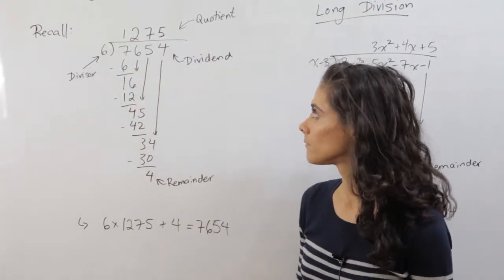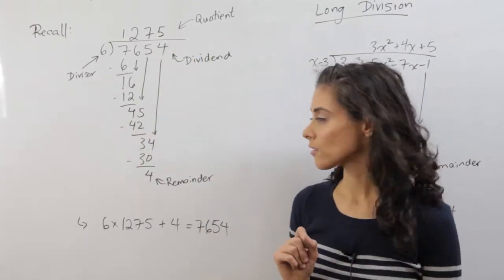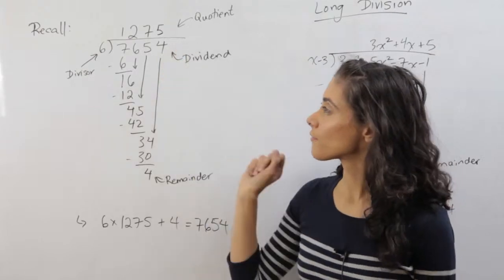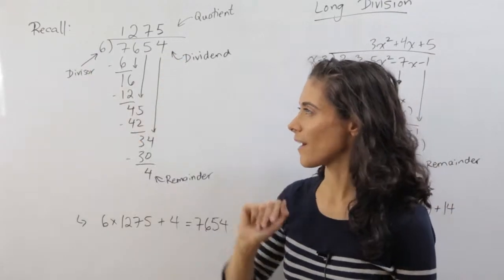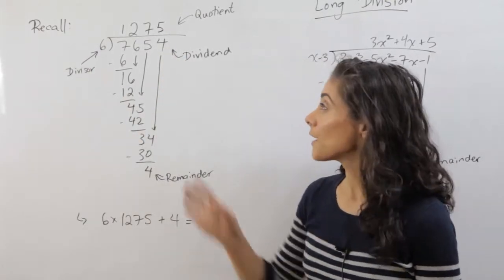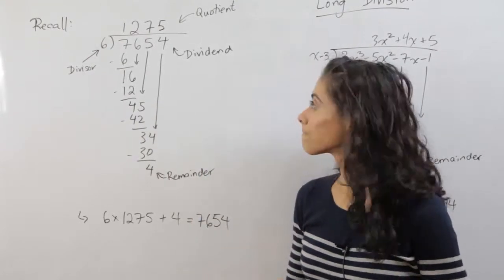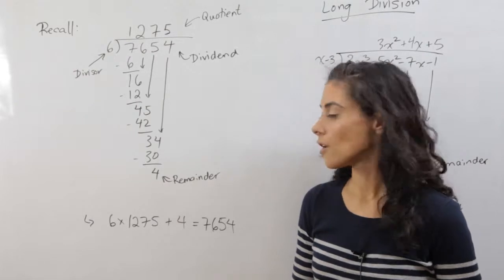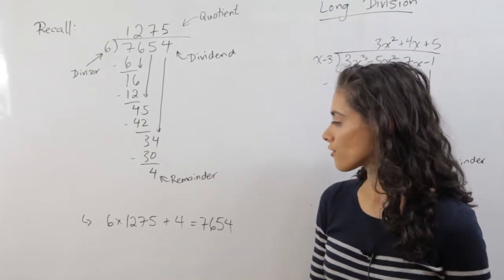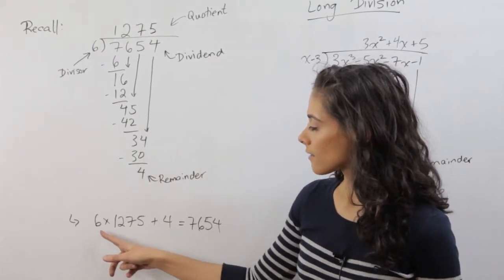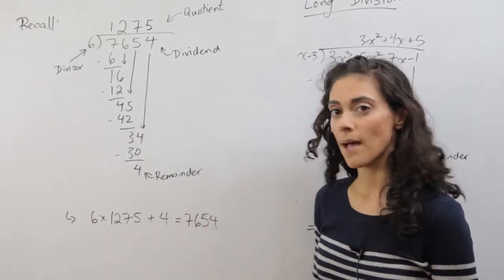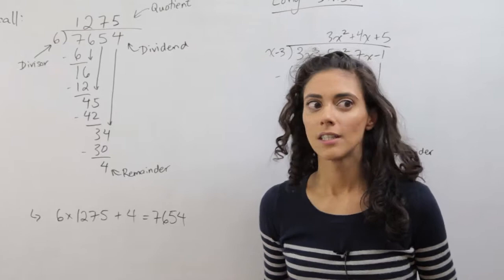Continuing in this way, we find our answer, the quotient, and we also end up with a remainder. So remember, the thing that you're dividing by is called the divisor. The thing being divided is the dividend. The answer is the quotient, and any leftover amount is the remainder. So if we want to get back to the original, we would do 6 times our answer plus the remainder would take us back to this. You can confirm that for yourself.